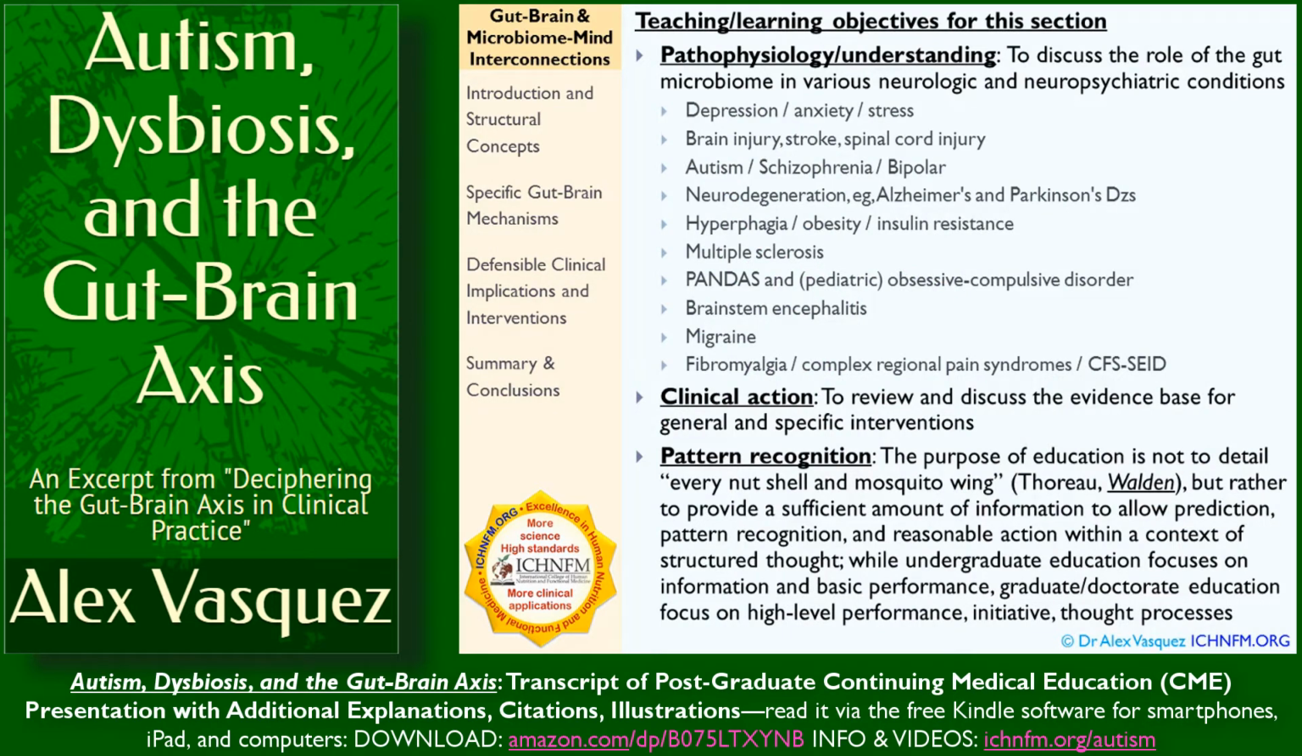For this section on the gut-brain axis, I have outlined the following teaching and learning objectives. First of all, of course, we always want to start with a survey of the literature so that we have a good understanding of the pathophysiology involved, especially for the conditions that I'm going to focus on, which are listed here. After that, the main focus of any continuing medical education is to change clinical action. So for that reason, I'm going to focus on and discuss and review the evidence base for general interventions and, where appropriate, also very specific interventions.